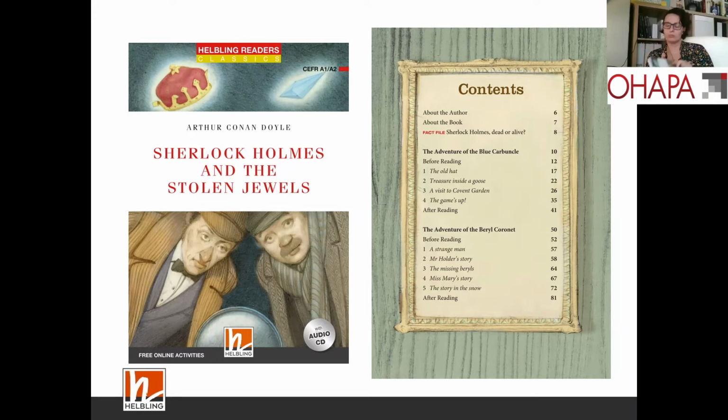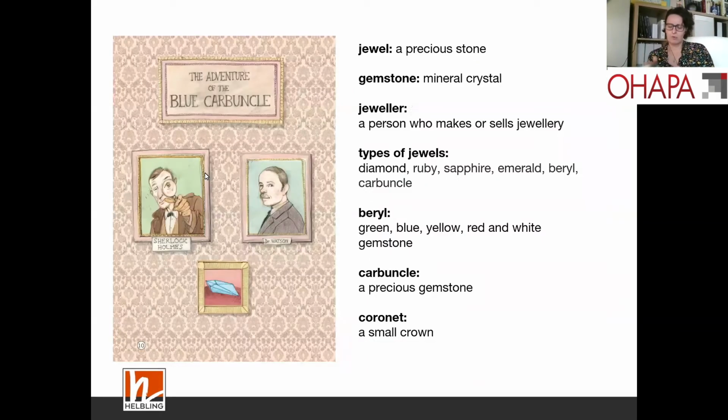Look for clues, like there is a coronet and there is a gemstone. So what might be the main topic here? And then you can check the contents page. When you have done this, if you move on, in our new readers, you will find double-page character introductions.